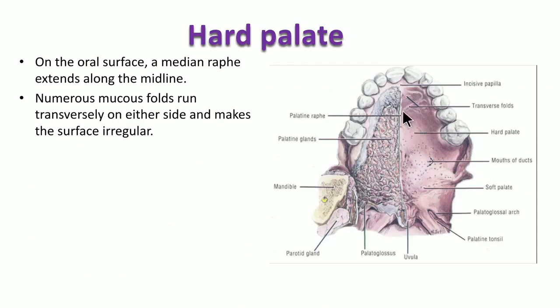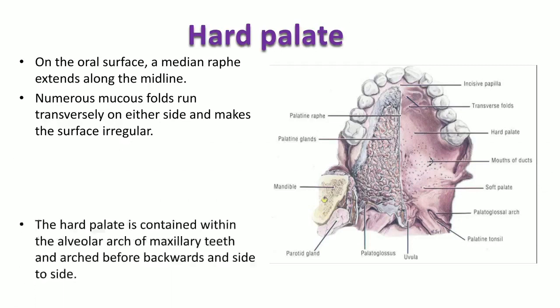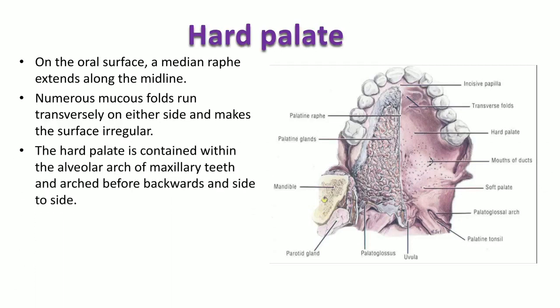Then, from either side of the midline, you can see numerous mucosal folds extending from the fibrous raphe, the transverse folds. Again, these are concentrated more nearer to the anterior part of the hard palate rather than the posterior part. So these transverse folds give the oral surface of the hard palate a corrugated appearance.